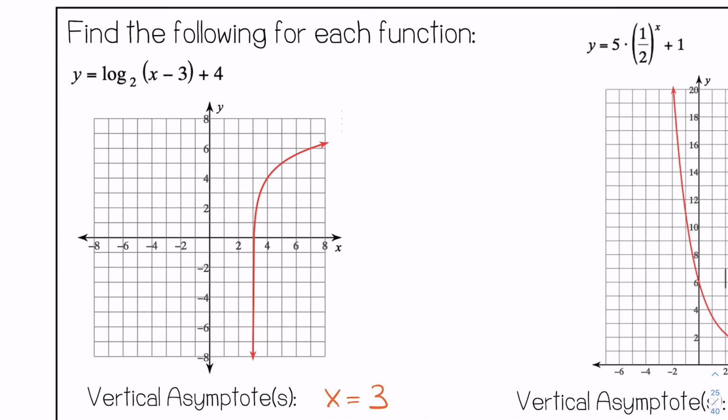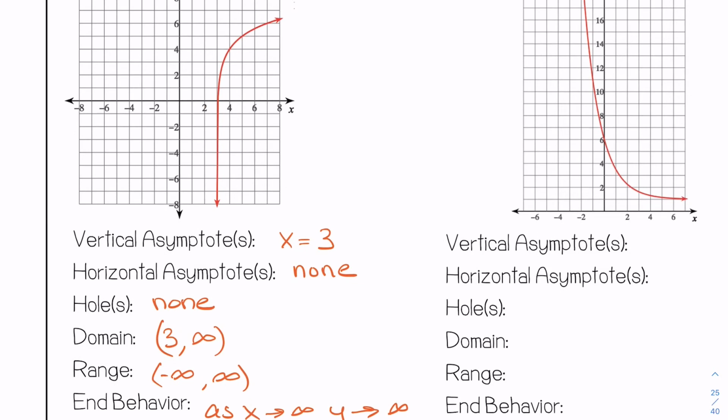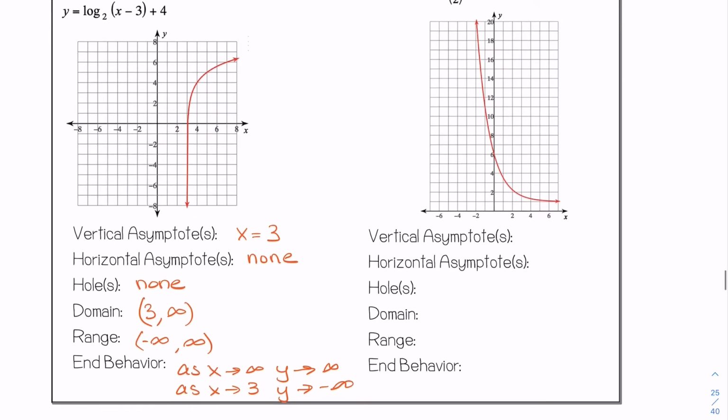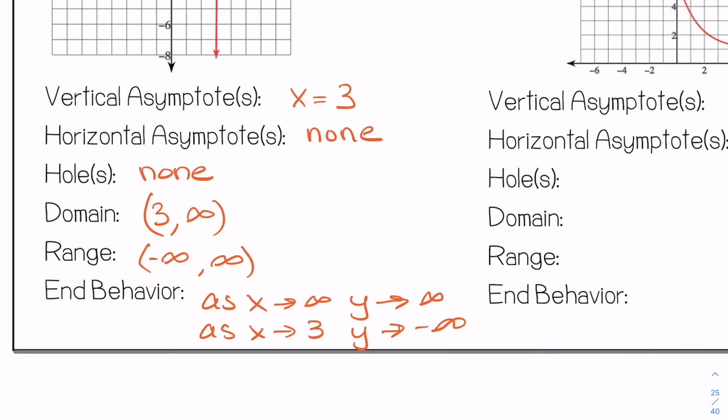Okay, this is kind of where we did leave off. For this function, we addressed all of the vertical asymptotes, the holes, the horizontal asymptotes, domain, range, and end behavior. Notice your end behavior literally is what you're pulling from your domain or range. As you approach those numbers, y is doing something.